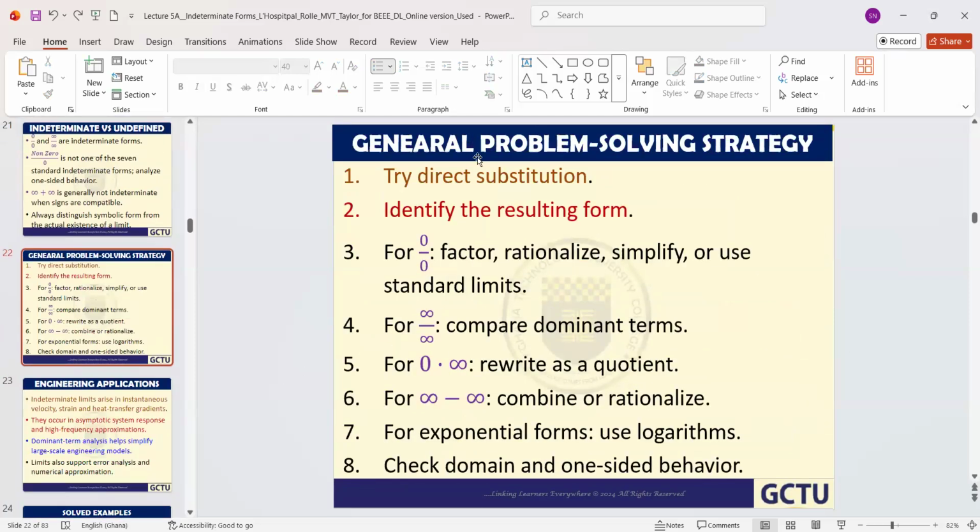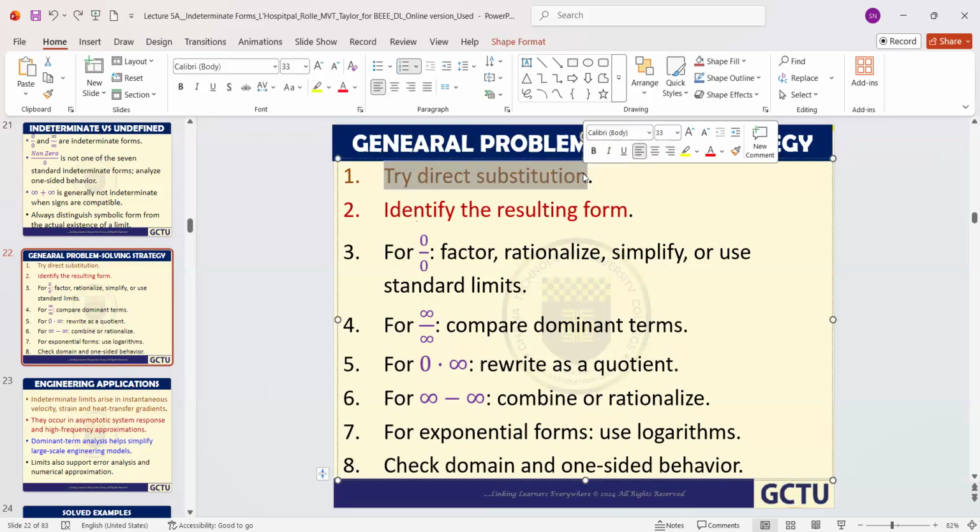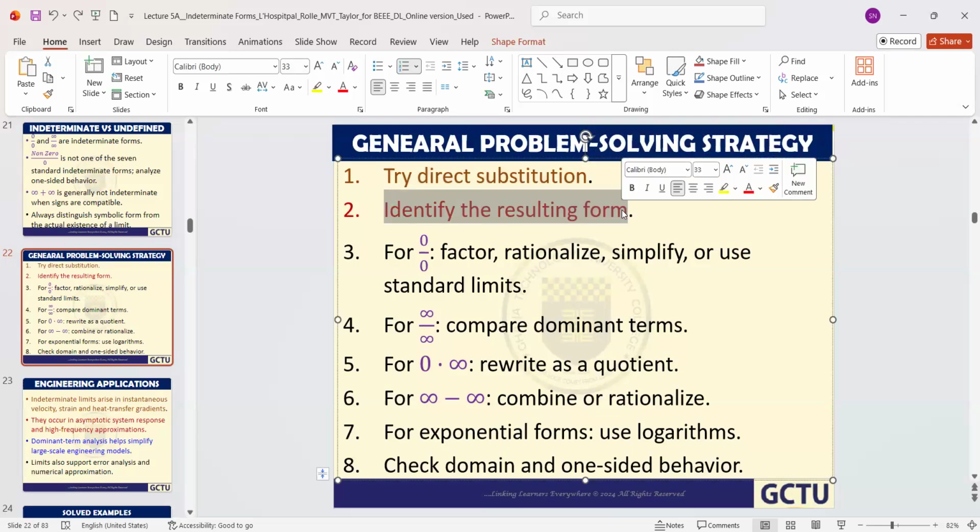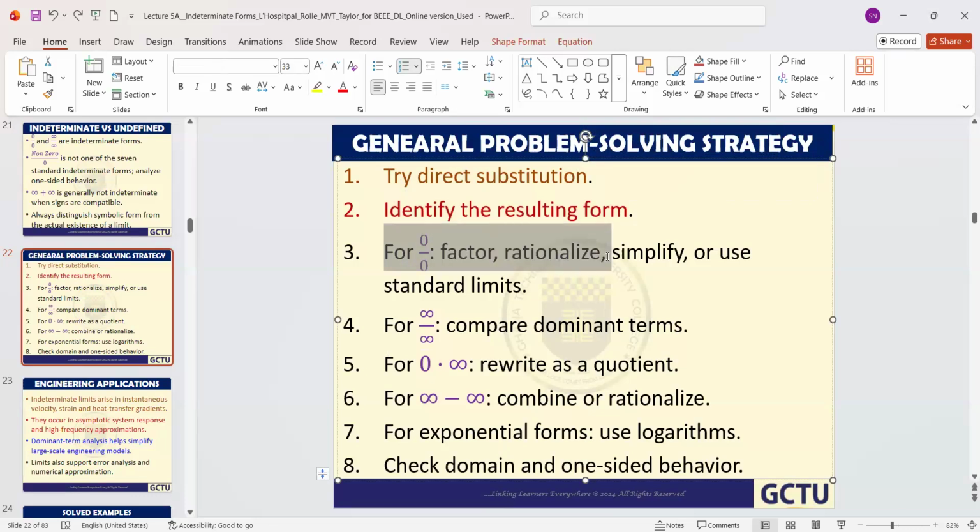So the strategy for these indeterminate forms is these 8 points. First of all, when you are given the problem, try direct substitution. Then secondly, identify the results you get. Are they in the format of the 7 I have mentioned? If they are, for 0 over 0, you factorize or rationalize, simplify, or use standard limits. For infinity over infinity, compare dominant terms. For 0 times infinity, rewrite as a quotient. And for infinity minus infinity, combine or rationalize.